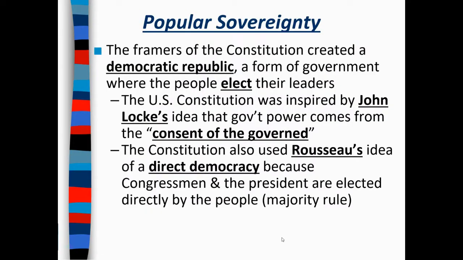Popular sovereignty. The framers of the Constitution created a democratic republic, a form of government where the people elect their leaders. The U.S. Constitution was inspired by John Locke's idea that government power comes from the "consent of the governed." The Constitution also used Rousseau's idea of a direct democracy because congressmen and the president are elected directly by the people, a majority rule. Sort of.